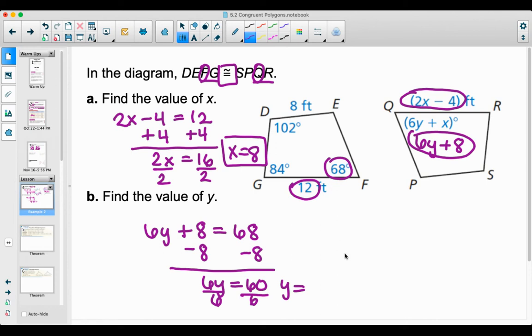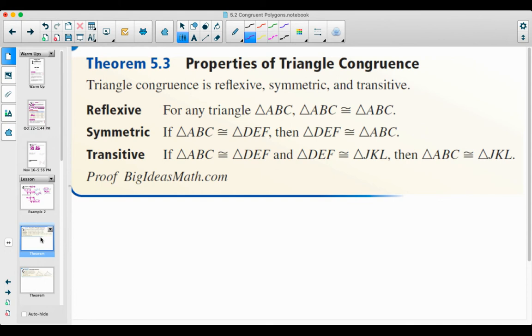So my last video got cut off right at the end, but when we do 60 divided by 6, we end up getting y equals 10, and it asked us to find y, so that would be our answer. So that's the finished product of that question. Okay, so now let's add some theorems into our notes.